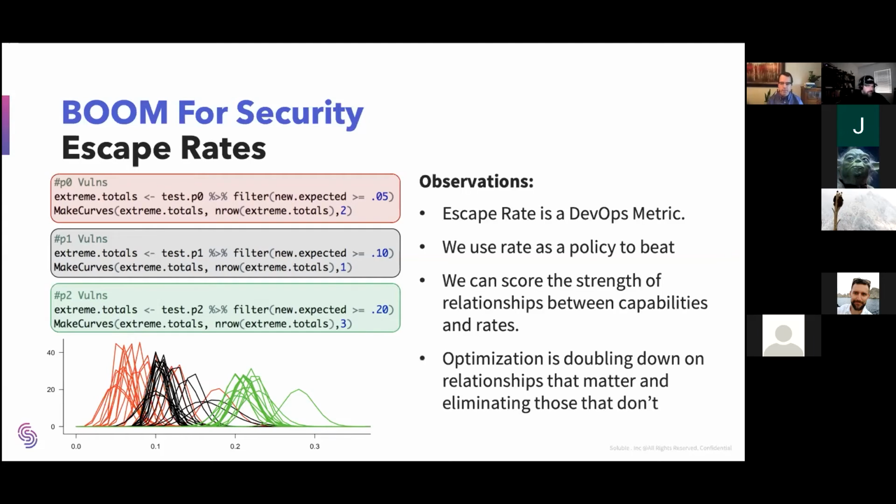So again, escape rate is a DevOps metric, by the way, and we use rate. We start using rate as a policy. We're setting a capability, we baseline. We can score the strength, by the way, of relationship between capabilities and rates. This gets into optimization. And again, the practice of optimization is doubling down on relationships that matter.